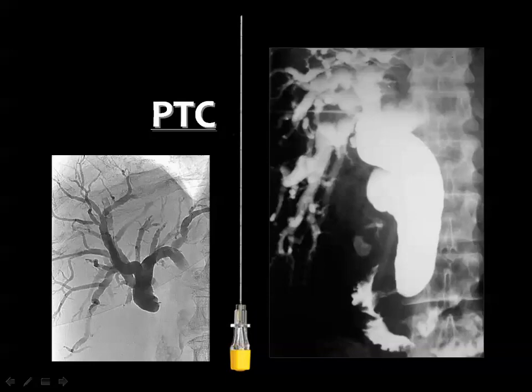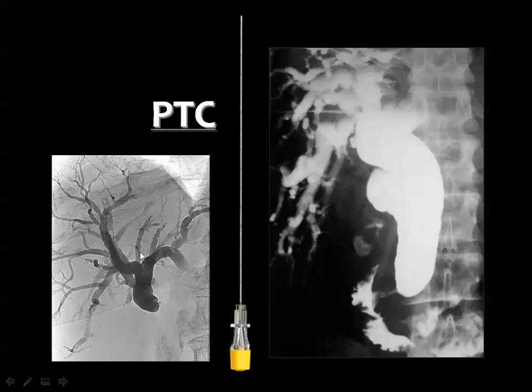And this is an example. The needle is introduced correctly into one of the dilated ducts, and you see there is dilatation of the intrahepatic biliary radicals, as well as huge dilatation of the common bile duct proximal to a stricture in the distal part of the common bile duct.